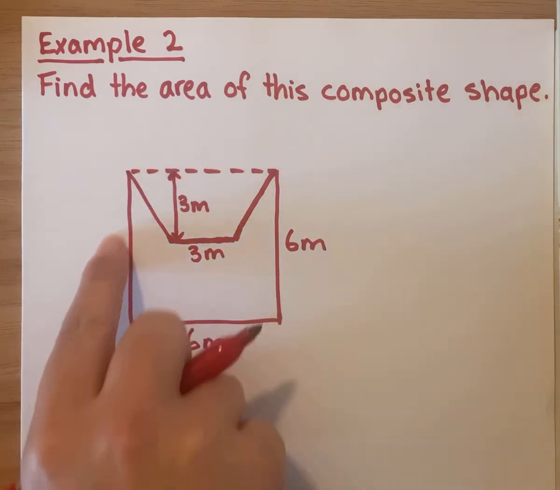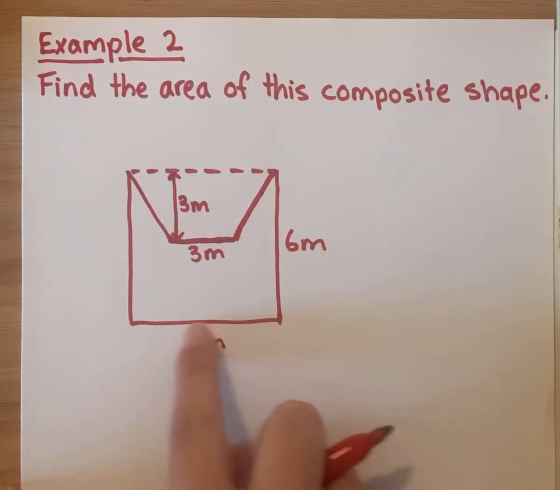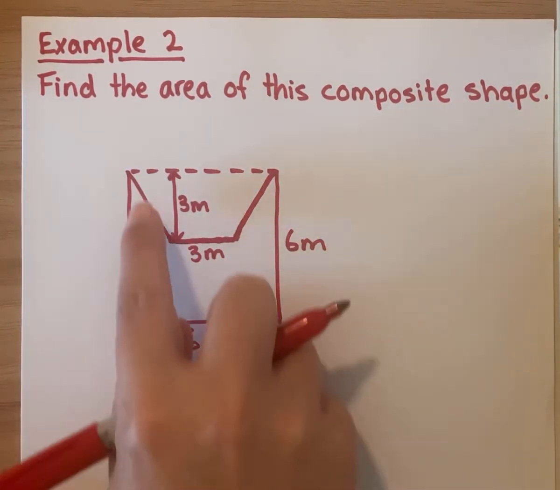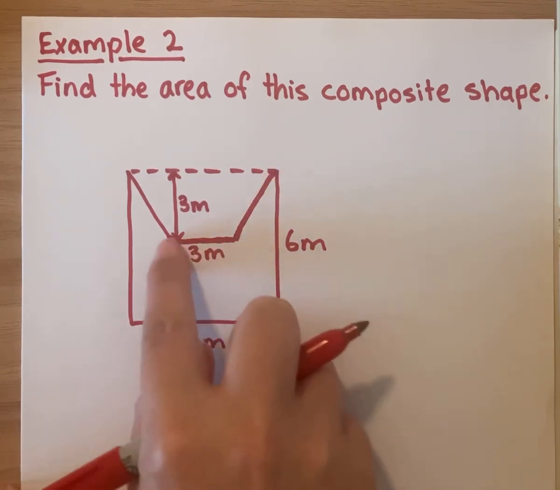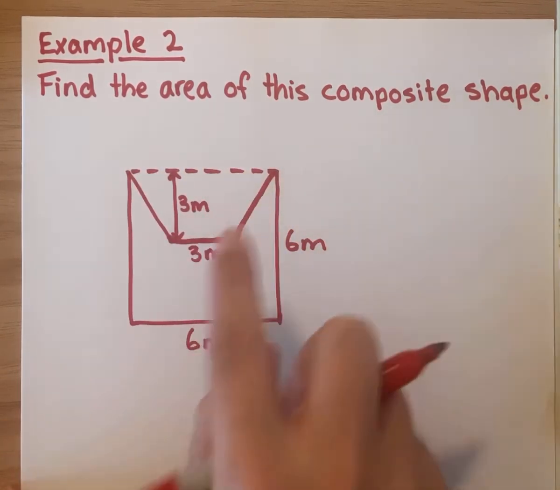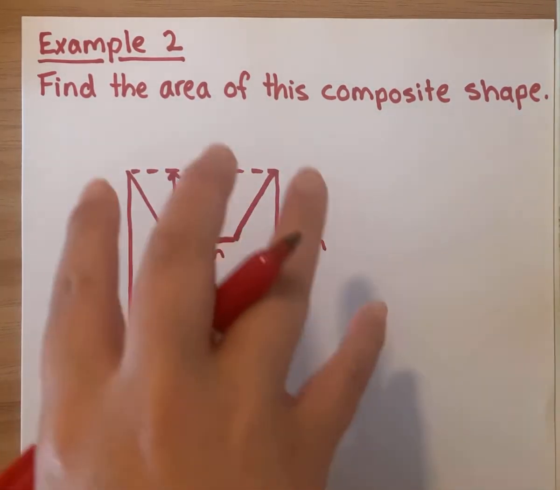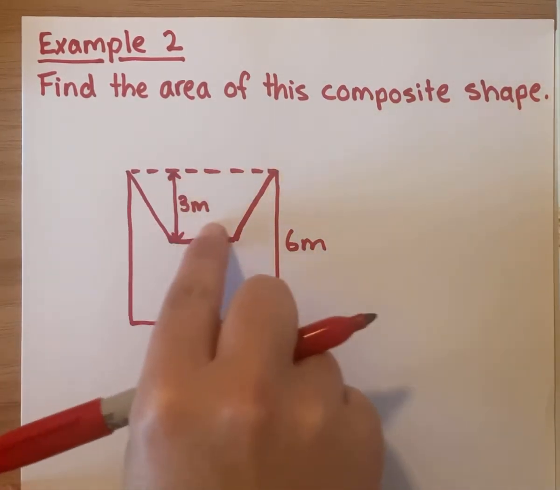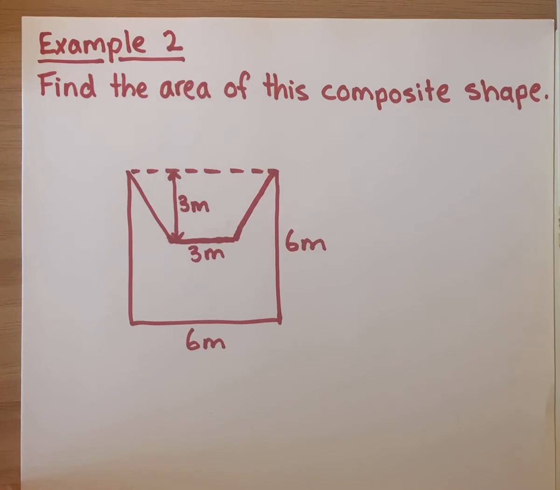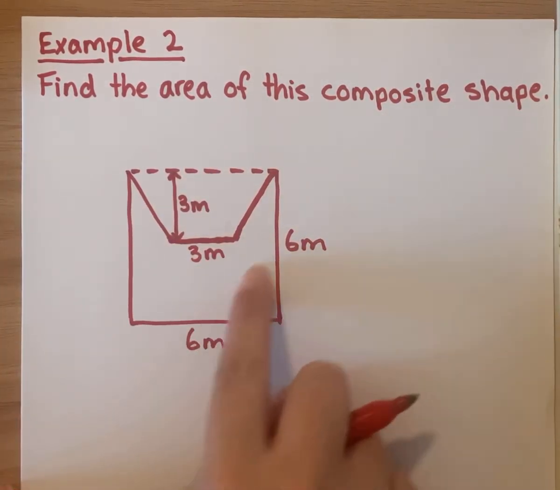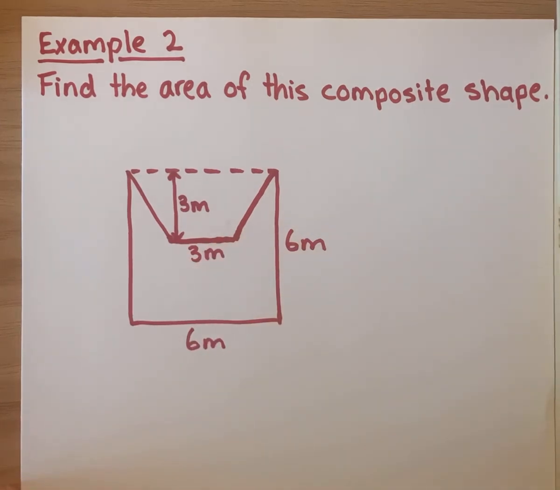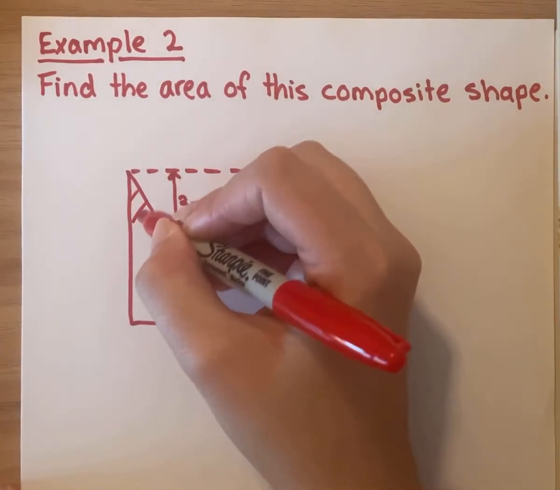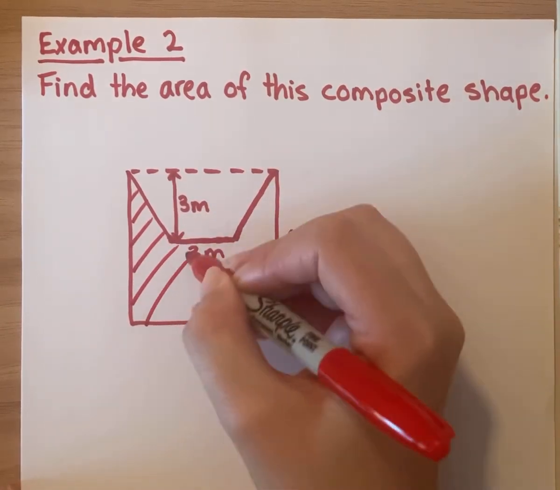I can see in this shape, I've got a square, and then it looks like there's been a trapezium taken out of the square. So if we find the area of the square and then subtract the area of the trapezium, it's kind of like we're taking out that trapezium and we're just going to be left with this area here, which is the composite shape. That's what we want to find. So we're only interested in finding this area here.